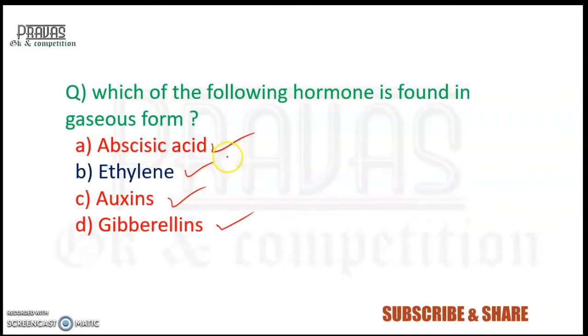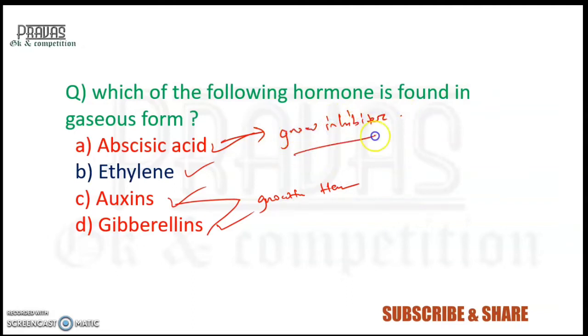Let us discuss these hormones. Remember, auxins and gibberellins are growth hormones. Abscisic acid is also called a growth inhibitor. Growth inhibitor means it reduces the rate of growth. Auxins and gibberellins promote growth, while abscisic acid reduces growth. And ethylene is the gaseous hormone mainly found in the plant.